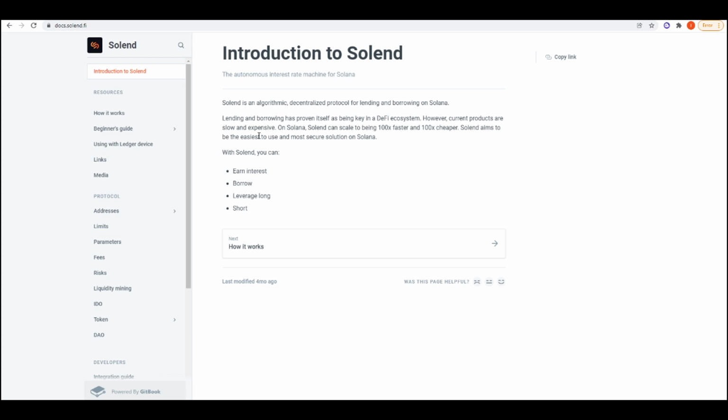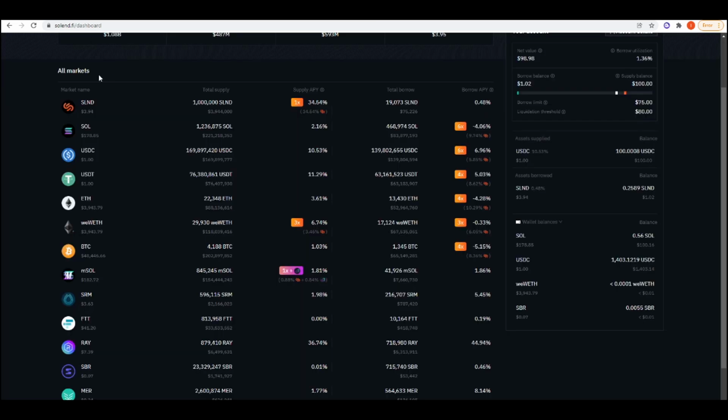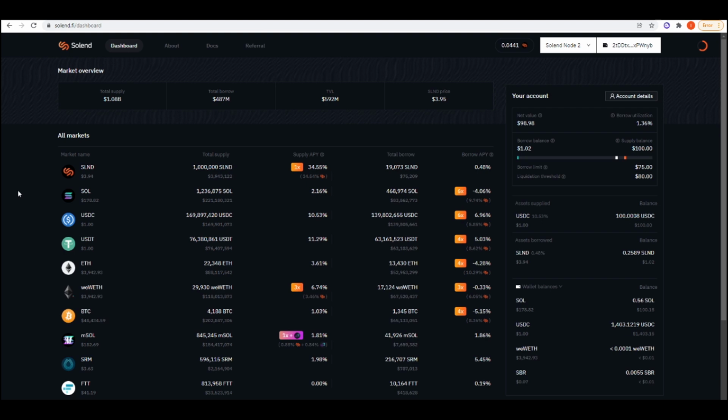But they actually do say in the introduction to the Solend page here, so you can earn interest, borrow, leverage long, or short sell. So we'll be using the short selling function of Solend here. They don't have it here natively. It's a trade that you have to structure yourself, and I'll walk you through exactly how it is done. I'll talk more about the maths so you can understand exactly what happens, and I'll go through a couple of scenarios so you know what to look out for.